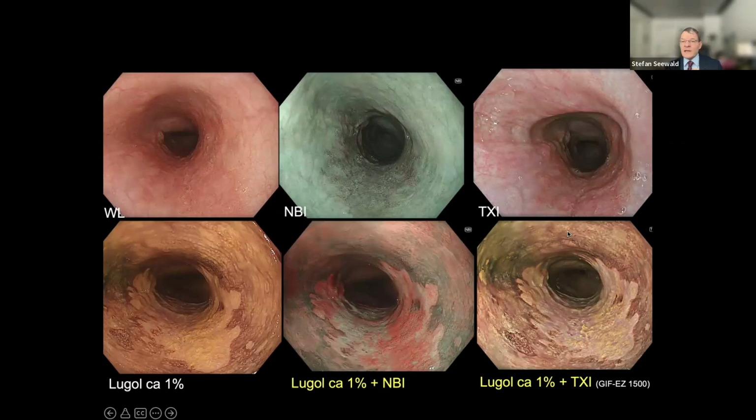And I know in Kiev you also have the latest generation of the X1 technology. When you have this, you can also use this post-processing feature TXI, and TXI enhances everything. So it enhances the structure, the brightness, and the color. And in such a situation, you can nicely appreciate how best you can delineate this early squamous cell cancer if you combine Lugol with TXI.